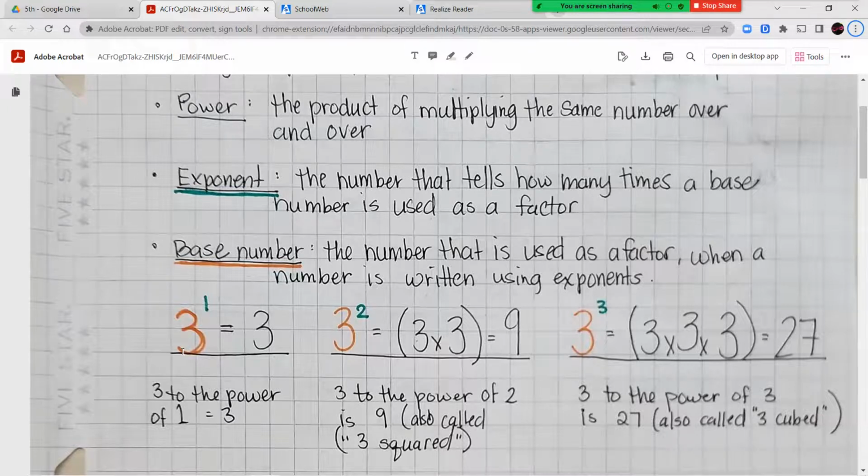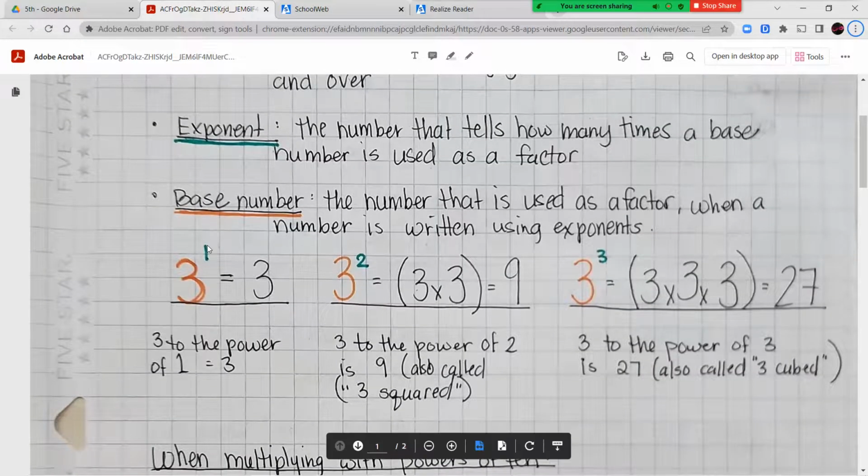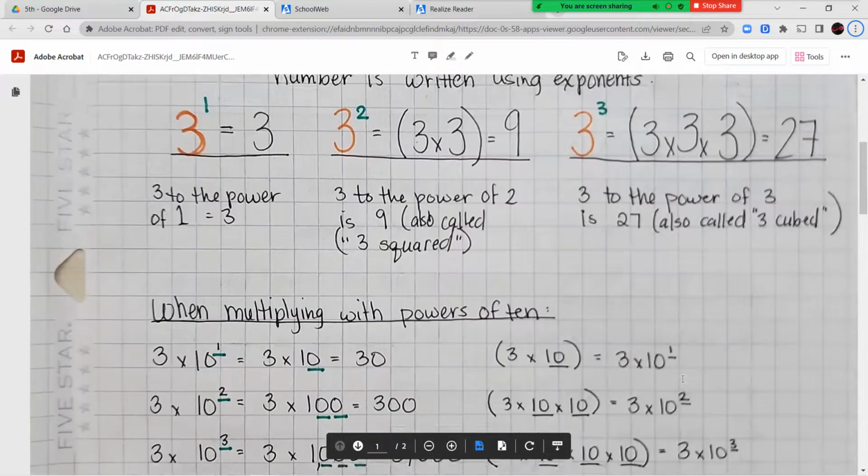So in the video, they focused on tenths, but I'm going to show it to you with some other numbers as well. So 3 to the first power, or 3 to the power of 1, is just 3. 3 to the second power, or to the power of 2, or 3 squared, you can also say. There's a lot of different ways to say it. But we'll say 3 to the power of 2 is 3 times 3. There's 2 of my 3's, which is 9. 3 to the power of 3 is 3 times 3 times 3, which is 27.